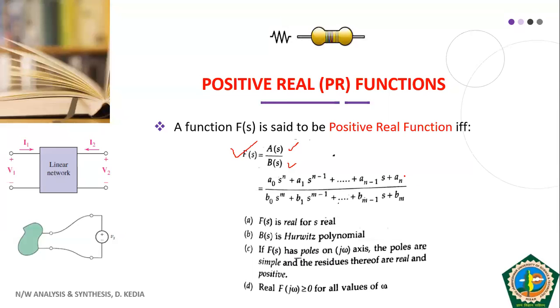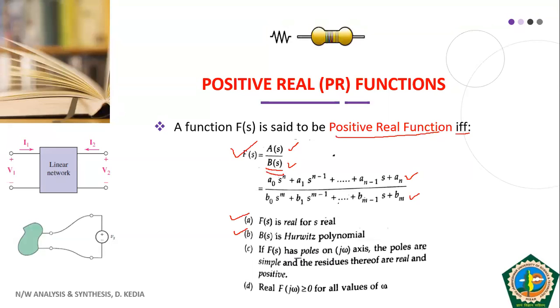We have expressed A(s) in the form of s, and the powers of s are continuously decreasing. Similarly, we have expressed the polynomial B(s), and defined our rational function F(s) earlier also in the same fashion. Fine. So what are the conditions for a positive real function? We will call it a positive real function if and only if F(s) is real for s real, and B(s) is a Hurwitz polynomial.